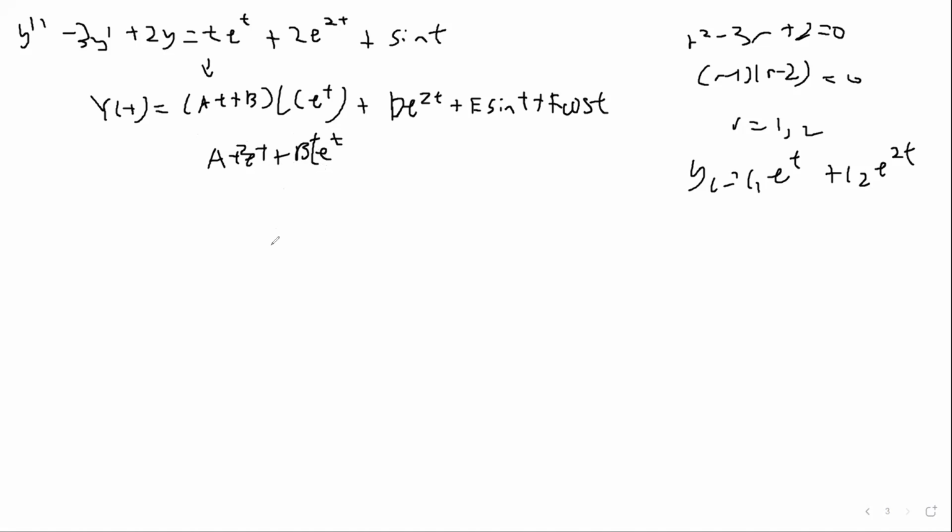So basically, you need to make sure that when you deal with duplicates, like for example, b e to the t being a duplicate to e to the t over here, and you bring in a new t, if that term is already somewhere in your form, then you need to add a t to that part too. So this becomes t squared. So we get a t squared e to the t plus bt e to the t, and then e to the 2t is also a duplicate, so that becomes dt e to the 2t plus e sine t plus f cosine t.